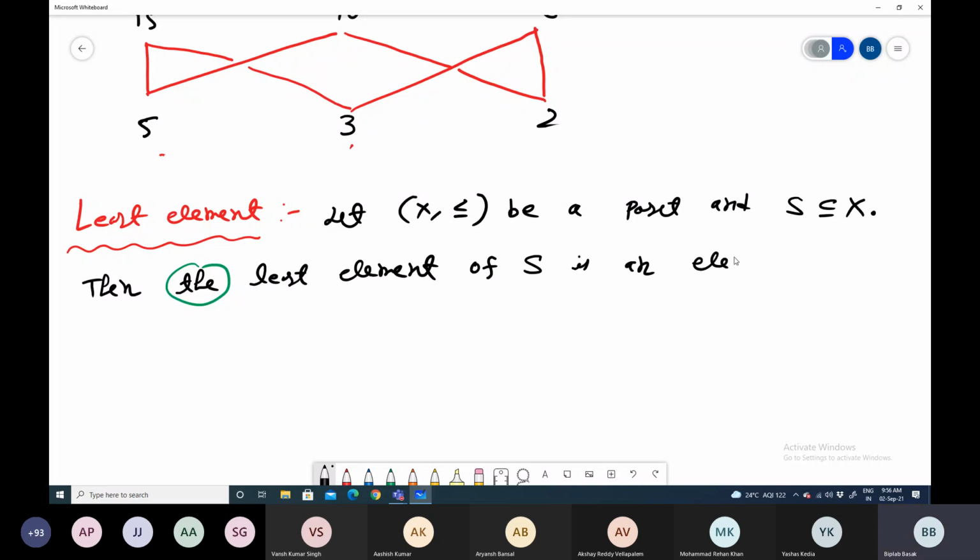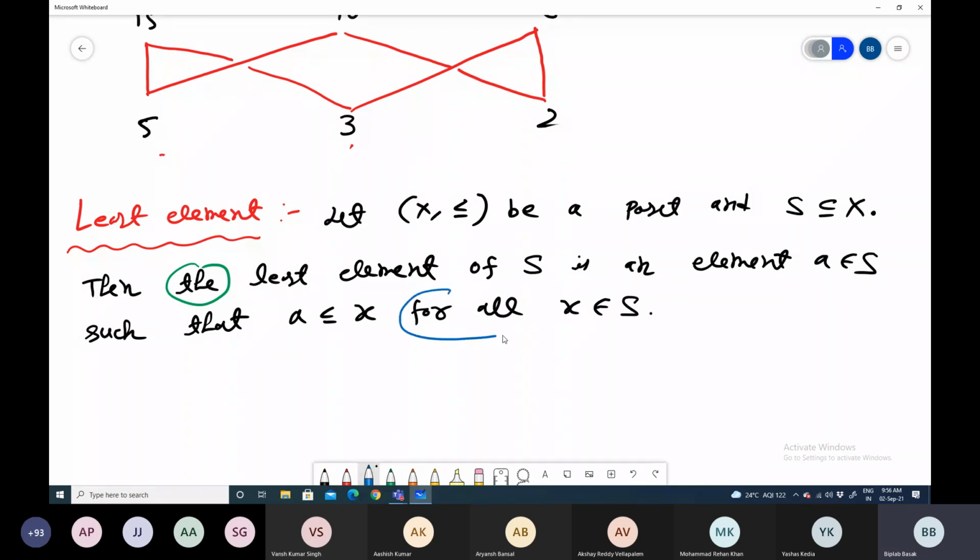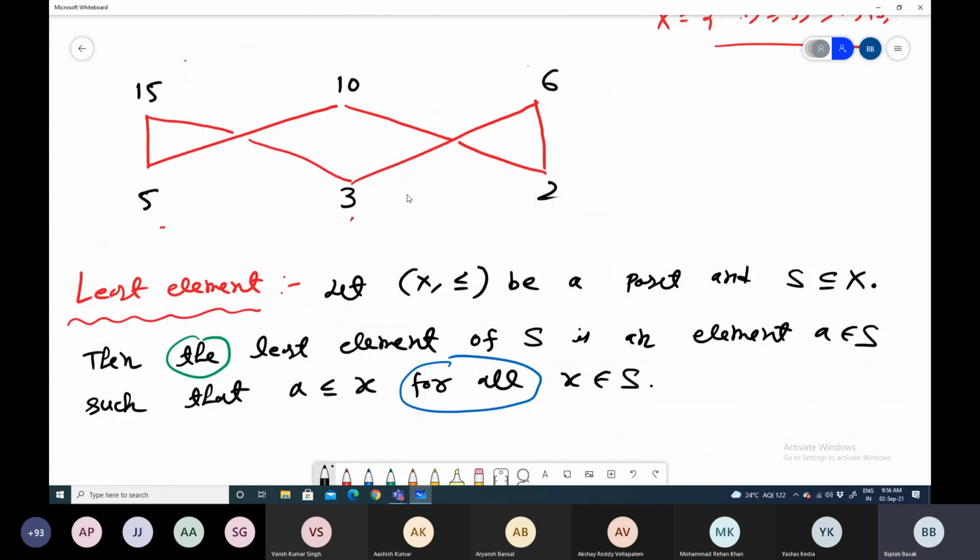is an element A belongs to S such that A is less than or equal to X for all X belongs to S. Remember that here it is for all. That means if you want to talk about a least element, then you should compare that element with every element. So, from this definition, you can see that this poset does not have any least element.